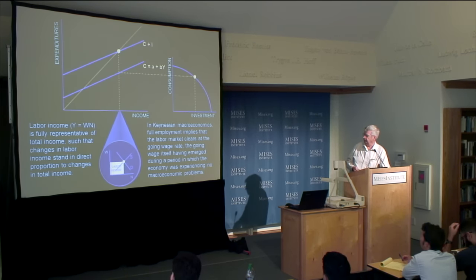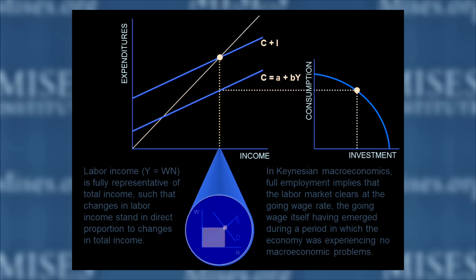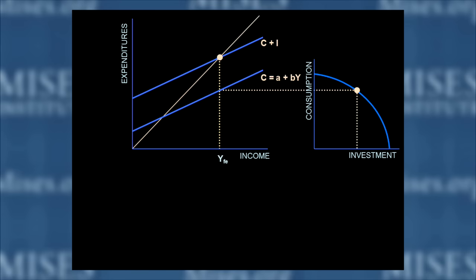Okay, let's see. So there's labor income. It's that rectangle there, the wage rate times the number of worker hours being expended. So Y sub Fe, that Fe stands for iron in chemistry, but it stands for full employment here, okay? It's full employment income. So Keynes has got it knocked here. He's got everything doing the right thing.